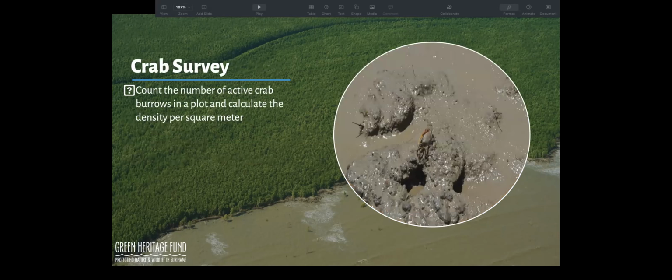Furthermore, we look at the crab. We look at the crab burrows exactly, not the crabs itself. It's quite difficult to establish which one is an active burrow or not, because everywhere is a bit wet. But we do the crab survey within the mangrove and within the mangrove plot, and also on the mud flat right in front of the mangrove area, to be able to compare where there are more crabs.